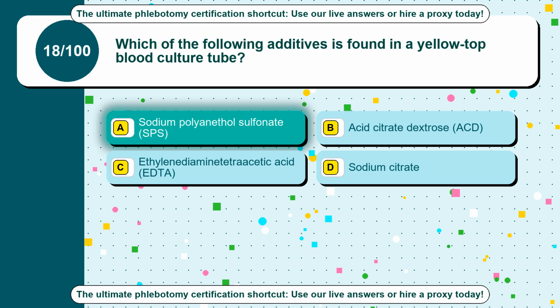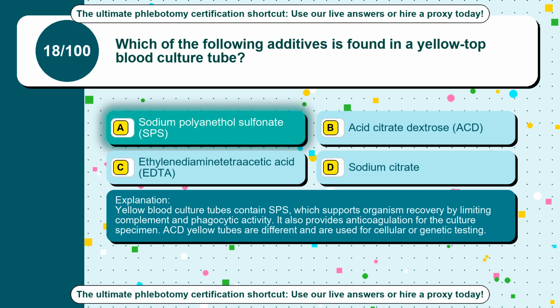Sodium polyethylene sulfonate, SPS. Yellow blood culture tubes contain SPS, which supports organism recovery by limiting complement and phagocytic activity. It also provides anticoagulation for the culture specimen. ACD yellow tubes are different and are used for cellular or genetic testing.